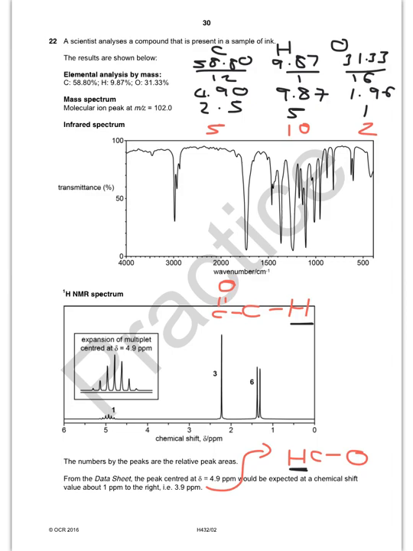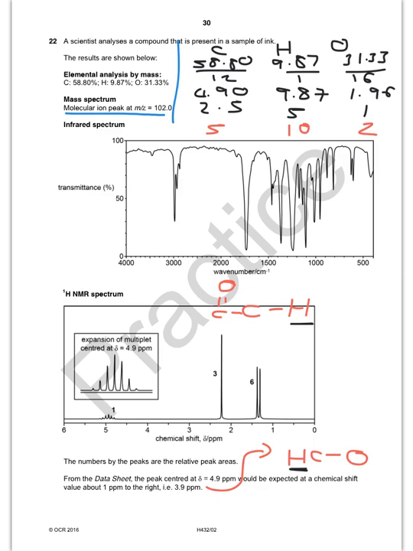Right, so last question, we have to identify this compound here. So start with the elemental analysis, and you can see I've done that at the top there. If you do the empirical formula, you will end up with C5H10O2. They told me my molecular ion peak, and if you add up 5 carbons, 10 hydrogens, and 2 oxygens, you get 102. So that is my molecular formula.